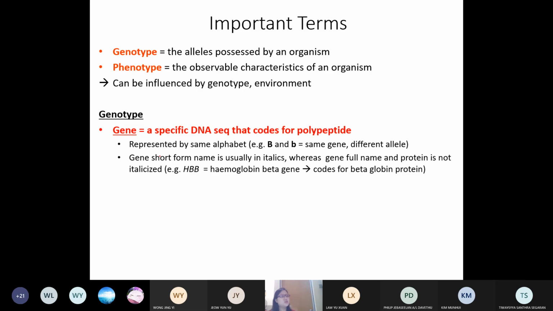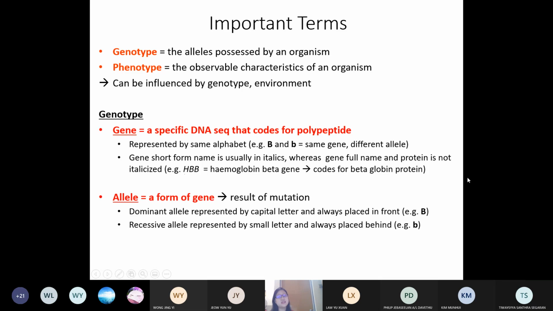Okay. The gene short form name is usually in italics, and this will become very helpful in your past year questions because it tends to be a little bit confusing. A gene short form name, like HBB, is italic, which means this is a gene name. But usually the gene full name and protein are not italicized. Okay, I think when we do practice questions together, you'll realize this is helpful. Right, what else about genotype?